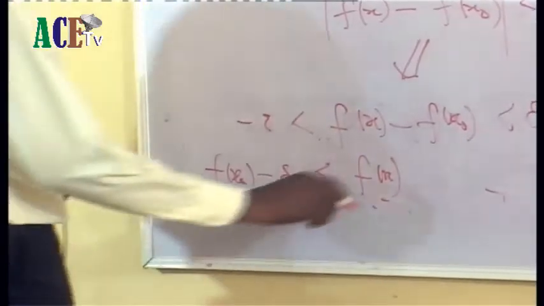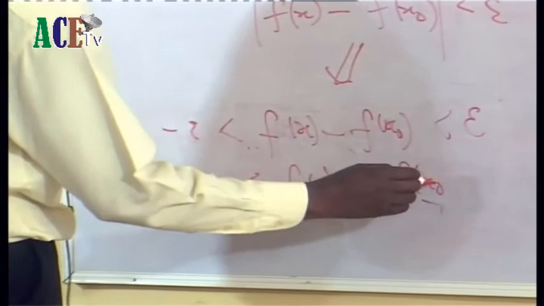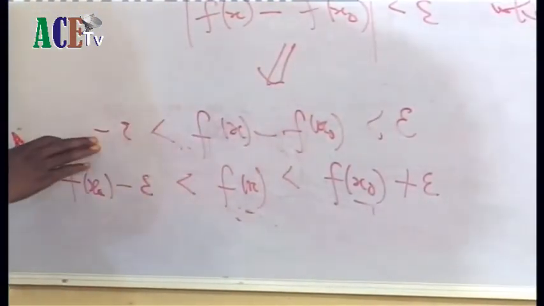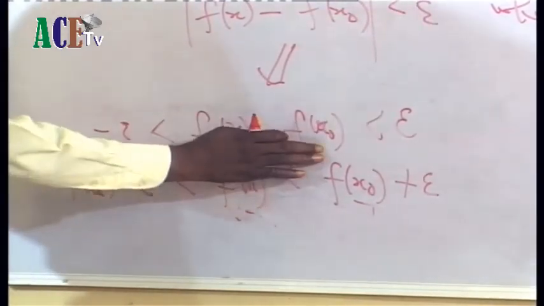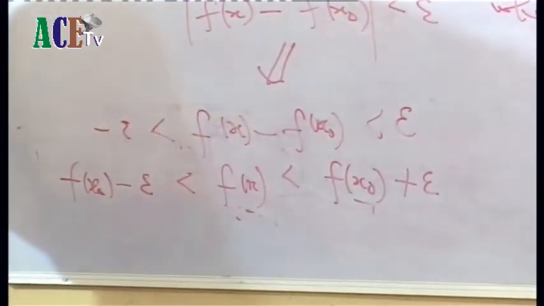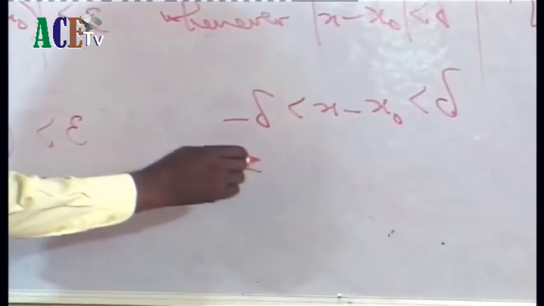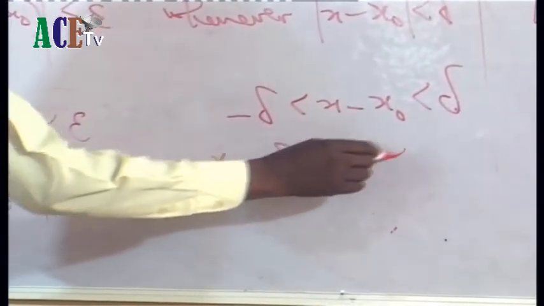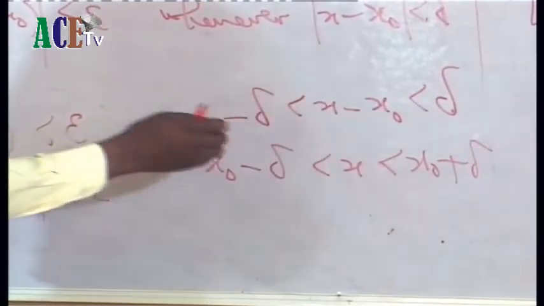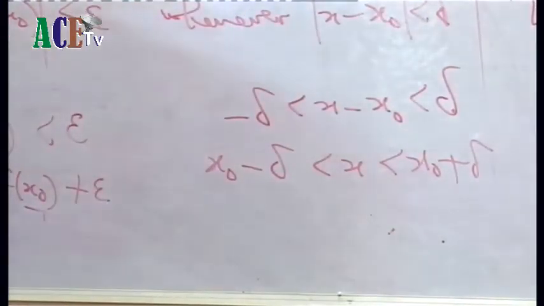This f of x is bounded below and above by this. So I've added f of x naught here, added it here, cancelled this, and added f of x naught here to obtain this. If I do the same here, what do I have? I have x naught minus delta less than x less than x naught plus delta. What did I do? I added x naught to each part, and that is what gave us this.